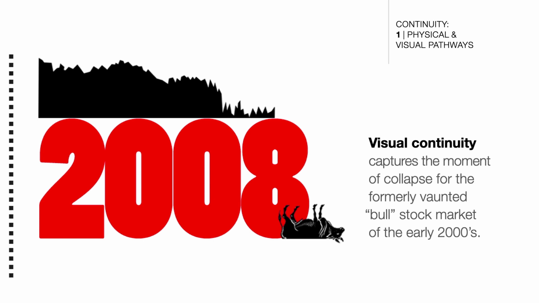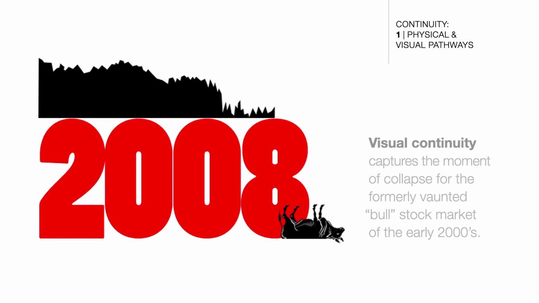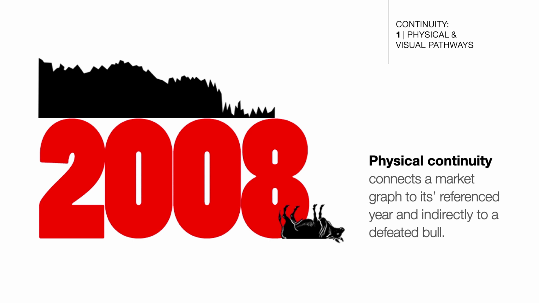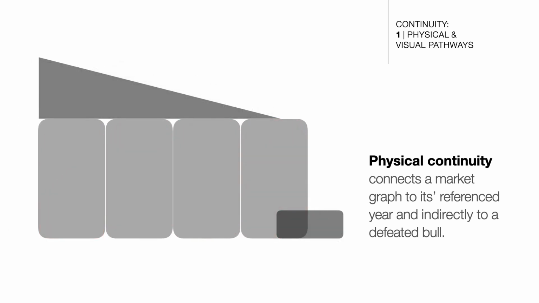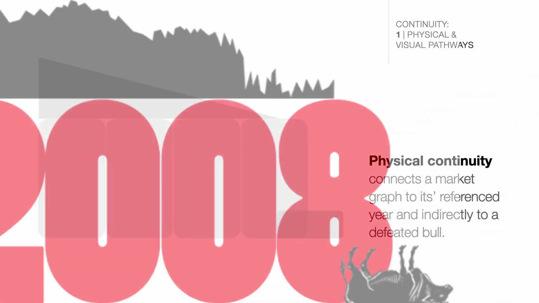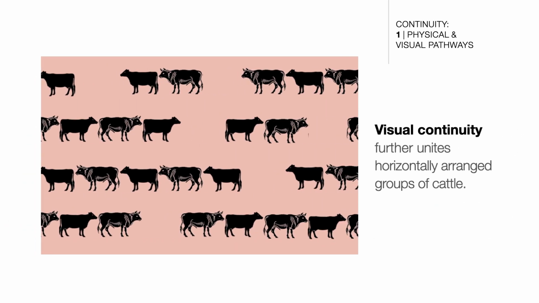Visual continuity captures the moment of collapse for the formerly vaunted bull market of the early 2000s. Physical continuity connects a market graph to its referenced year and indirectly to a defeated bull. Visual continuity further unites horizontally arranged groups of cattle.